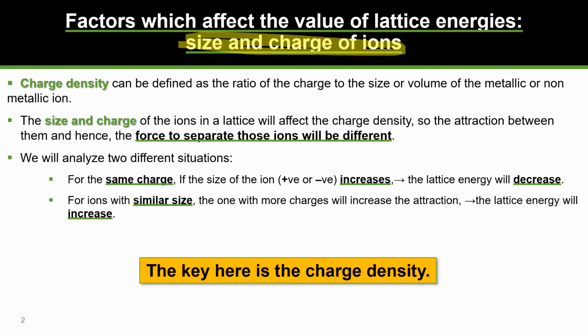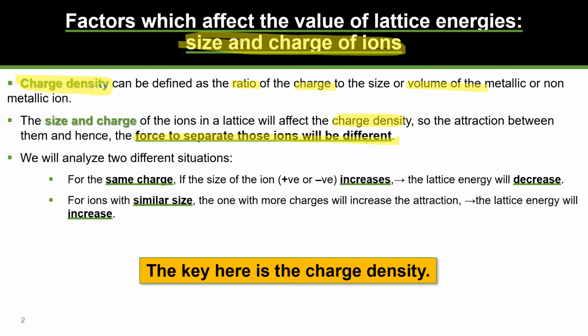These are going to be influencing the charge density. The charge density can be defined as the ratio between the charge of the ion and the volume of the ion, metallic or non-metallic. The size and the charge of the ions will affect the charge density, so the attraction between those ions in the lattice will make a different force, and the force to separate those ions will be different.